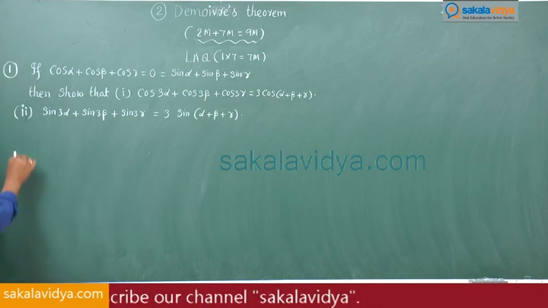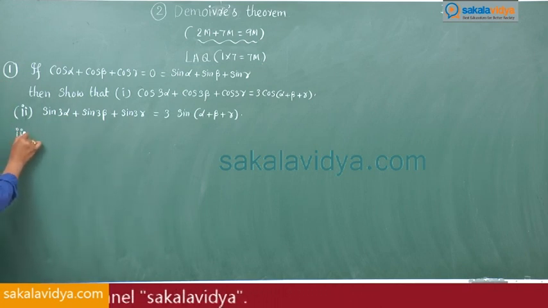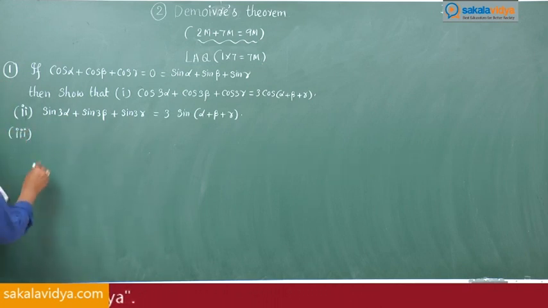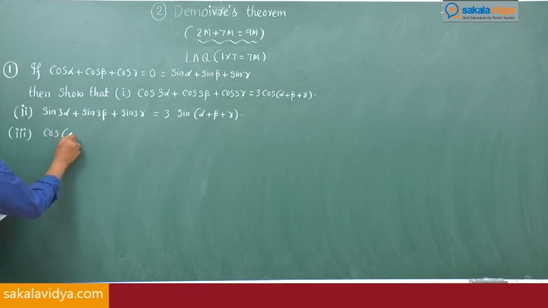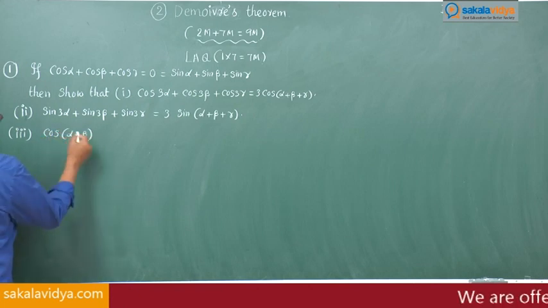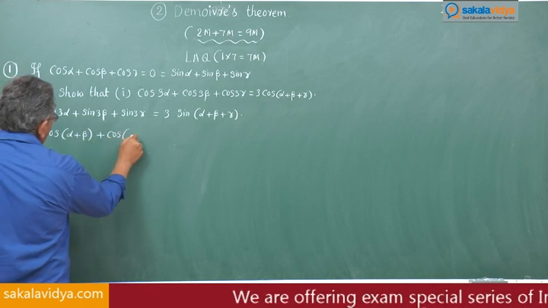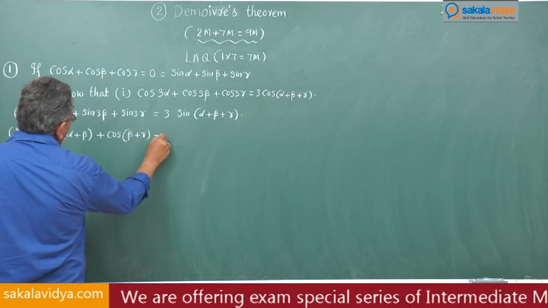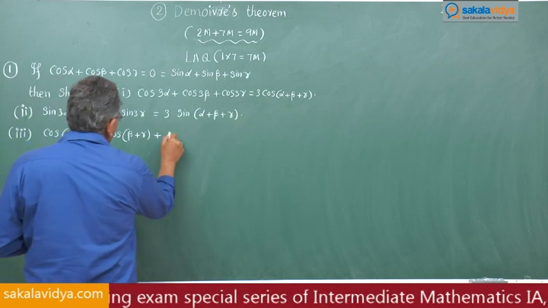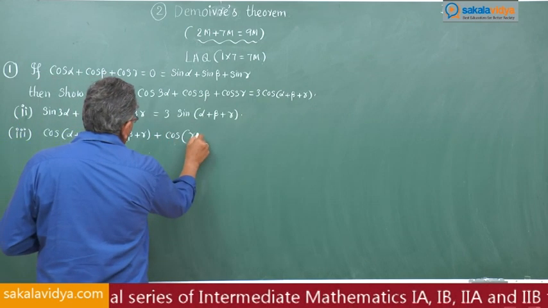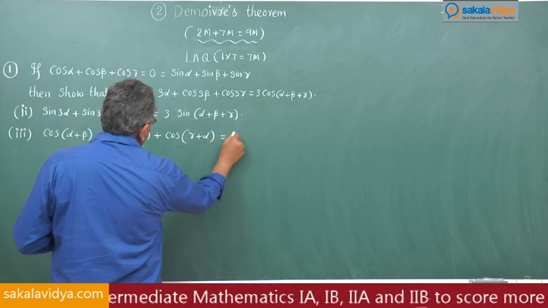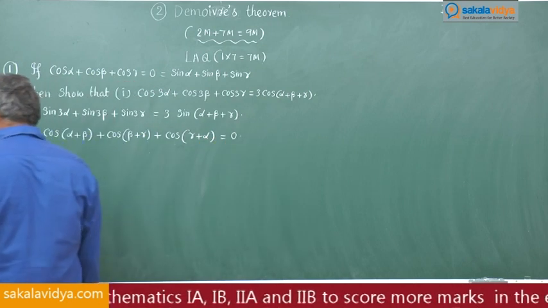Third problem. Cos of alpha plus beta plus cos of beta plus gamma plus cos of gamma plus alpha is equal to 0. So, this we have to prove.